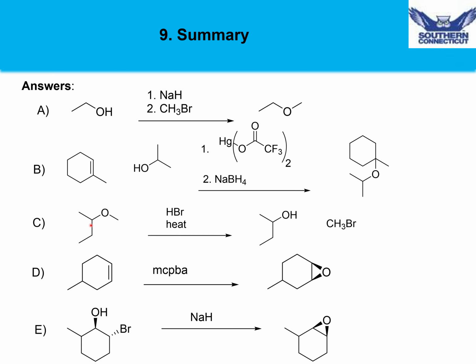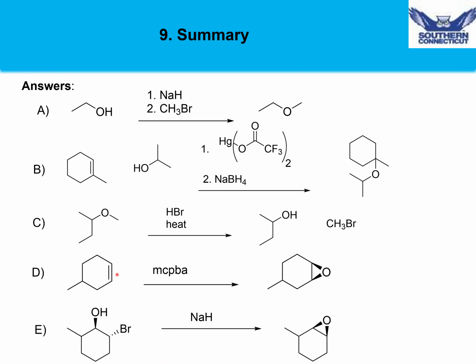If we have an ether and we treat it with HBr, generally the bromine will attack the least substituted carbon through an SN2 type reaction, and the rest of the molecule, starting from the oxygen, will be eliminated as an alcohol.